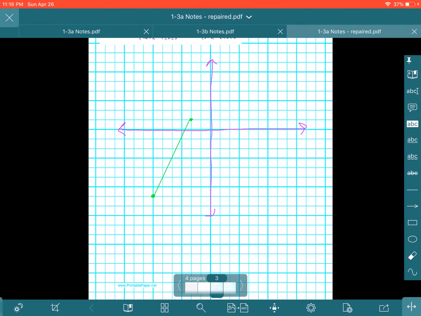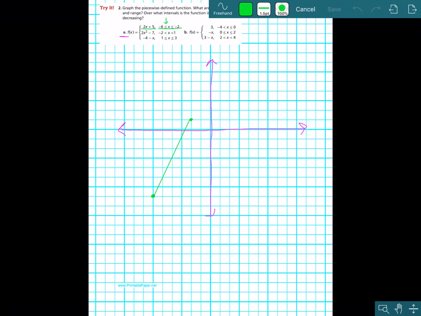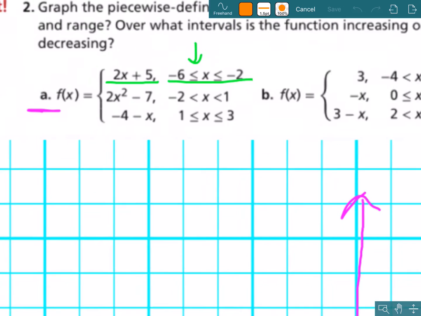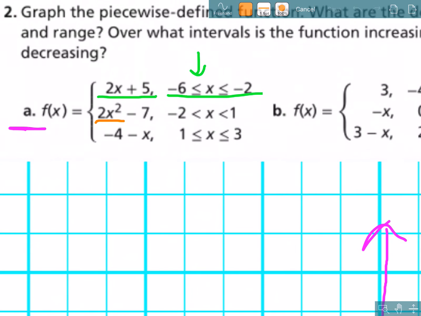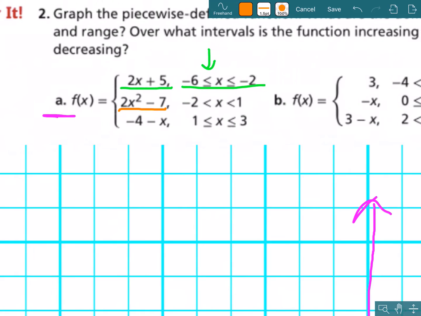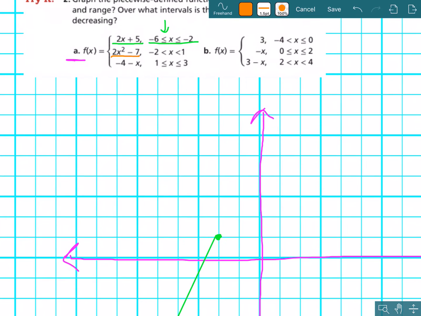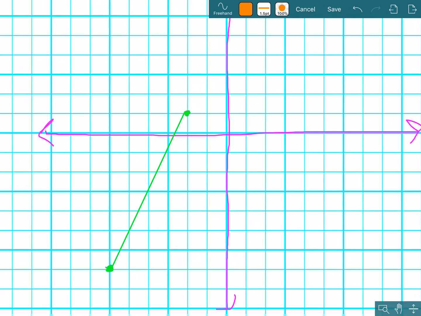Now all of a sudden I've reached the end of that domain, so I'm going to switch colors. For the next part, I'm going to do 2x squared minus 7, and that's going to be between the values of -2 and 1. Now what's nice about this is you'll notice 0 is in that interval, so I can actually use transformations to graph this function. I know at 0, the vertex is usually at 0, 0, but this -7 is going to move it down 7 spaces.